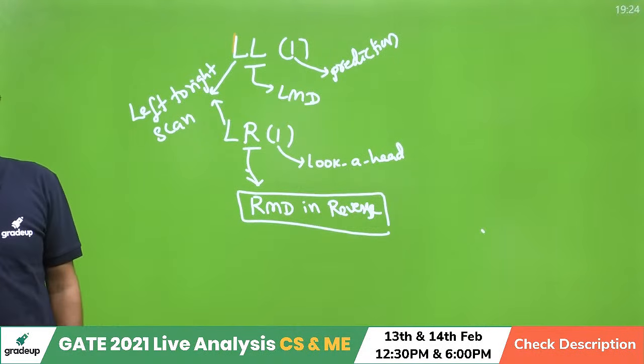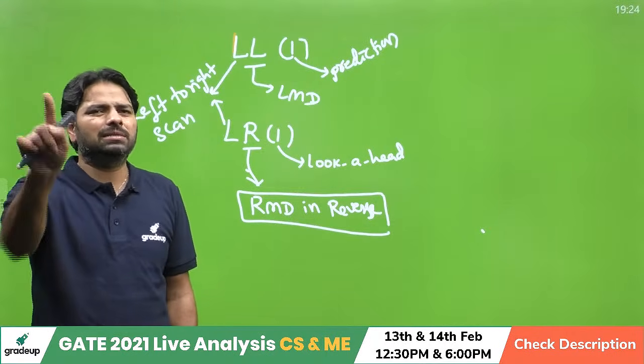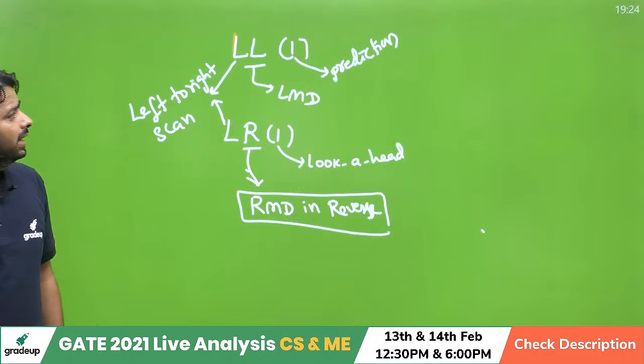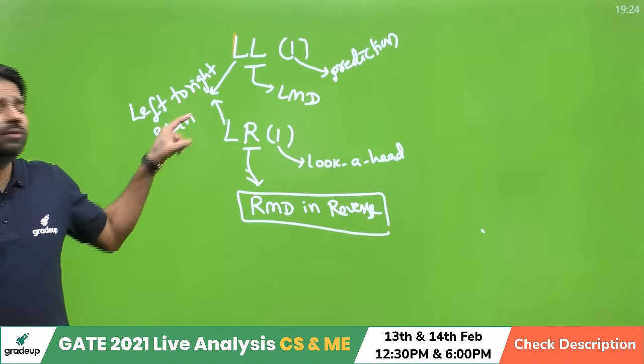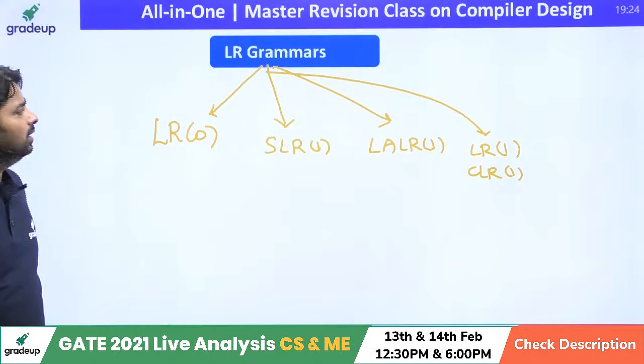Yes, Nishu, you are right. It can parse even ambiguous grammars, but not all ambiguous ones, remember that. Clear? That is the difference between the LL1 and LR1 abbreviations. Okay, come to the next point.